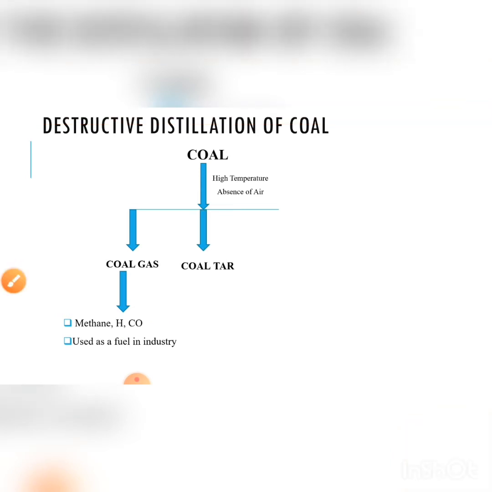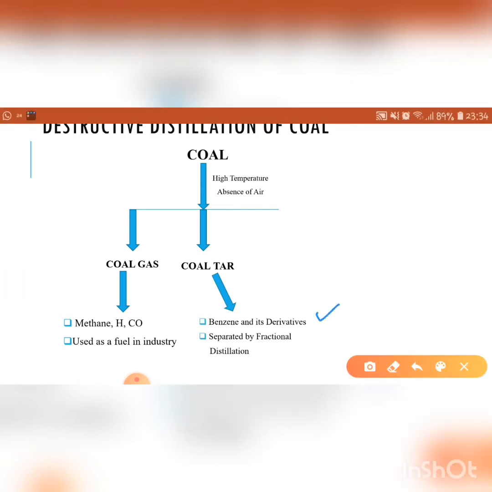The second fraction that is obtained from the coal is the coal tar. This coal tar is a blackish fluid. The chemical composition of coal tar includes benzene and its derivatives. And these derivatives are further separated by fractional distillation.